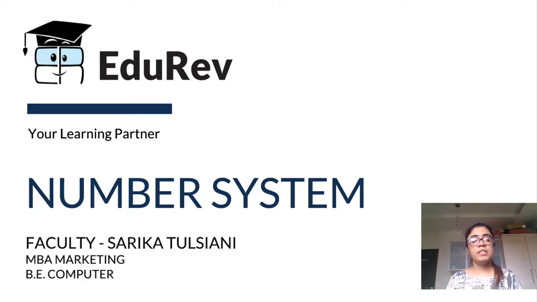Similarly, if I tell you I want to use 8 digits, that is 0, 1, 2, 3 up till 7, it is called an octal system. So depending upon the number of digits you use, you can define your number system.